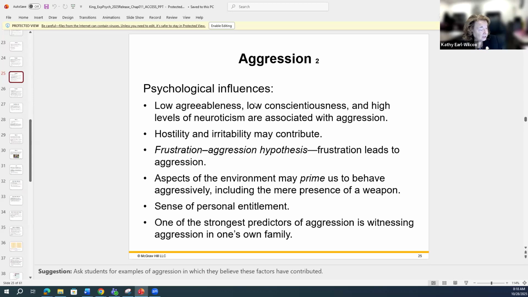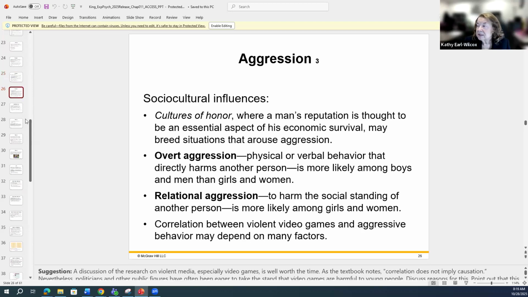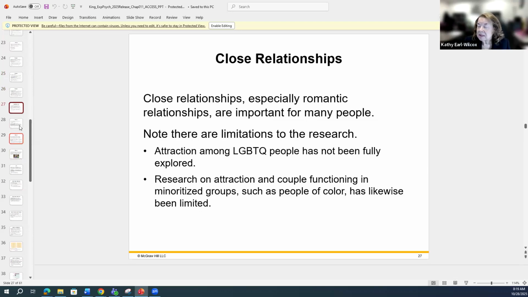Aggression is not considered a pro-social factor. Like empathy and altruism, which are encouraged, aggression is not encouraged. And understanding where your aggression comes from is important. So look at slides 24, 25, 26 to explore those aspects.